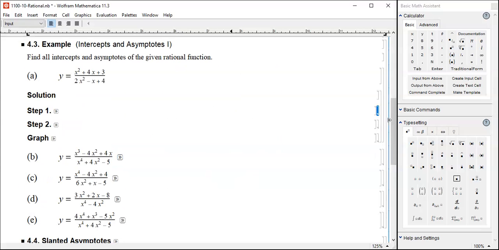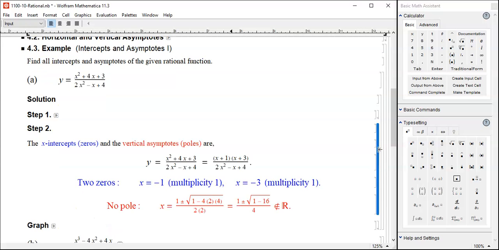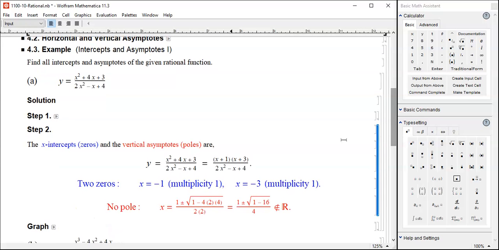Let's go to step 2. Let's look for the x-intercept and vertical asymptotes together in the same step. How do I do that? Factor the numerator and denominator at the same time. The numerator can be factored easily because it's monic. What do you mean by monic? The leading coefficient is 1. In that case, factors of the constant term add up to the middle coefficient. So factors of 3 adding up to 4, 1 times 3, that'll do. So we get x equal to -1 and x equal to -3, both with multiplicity 1.